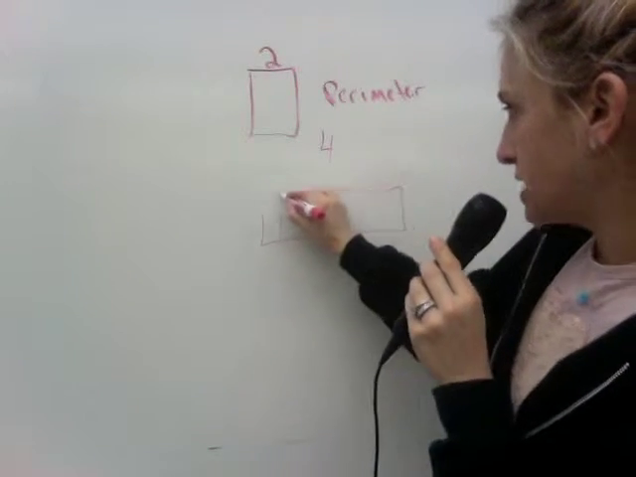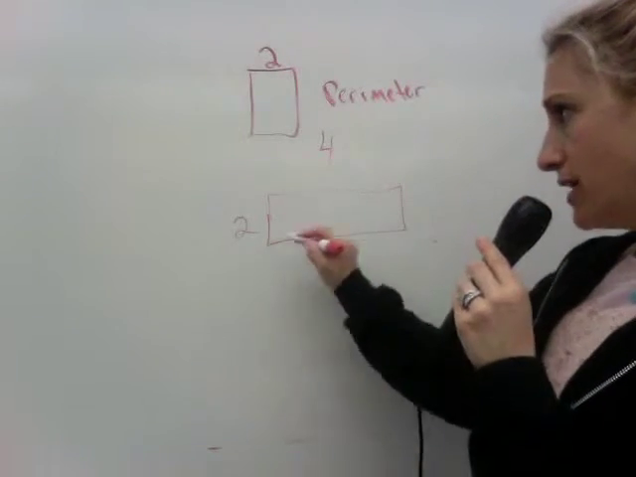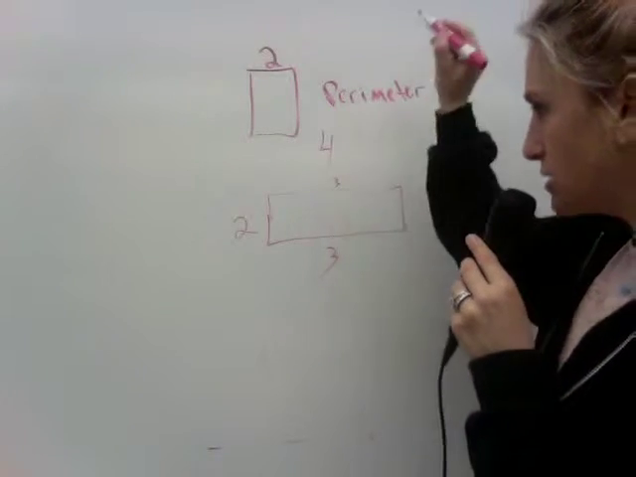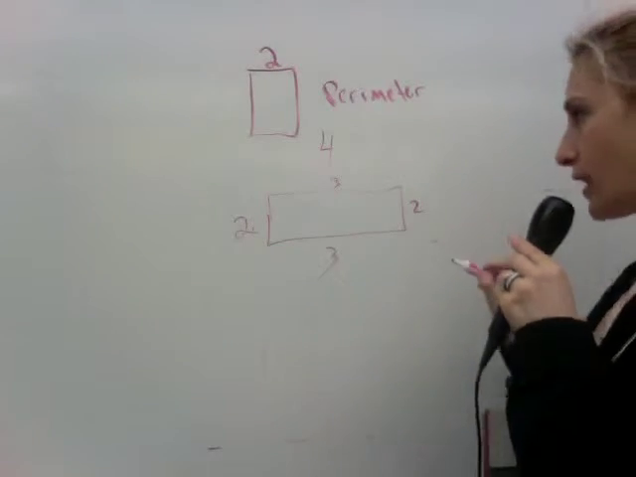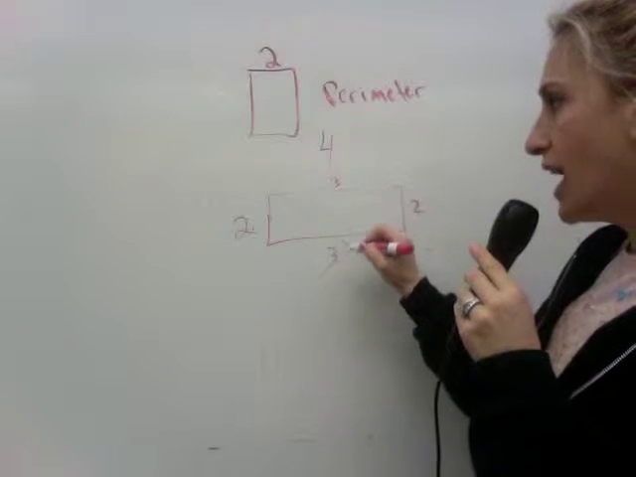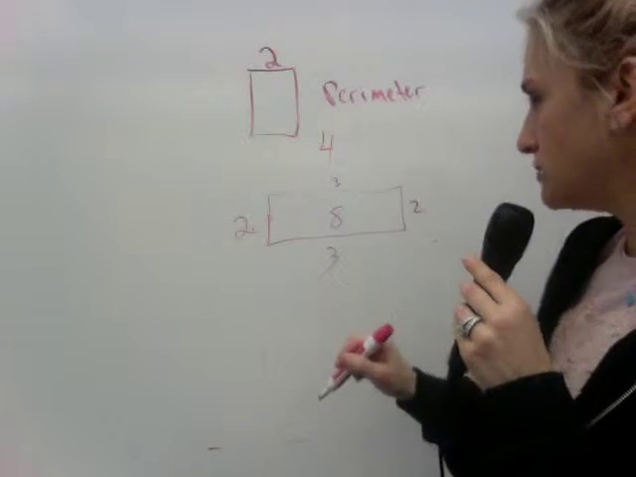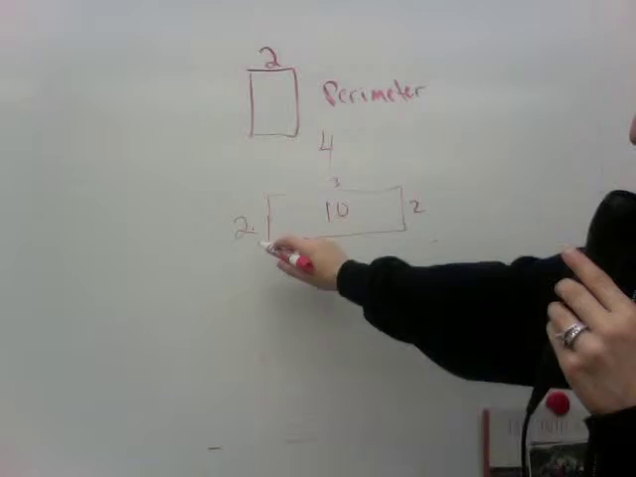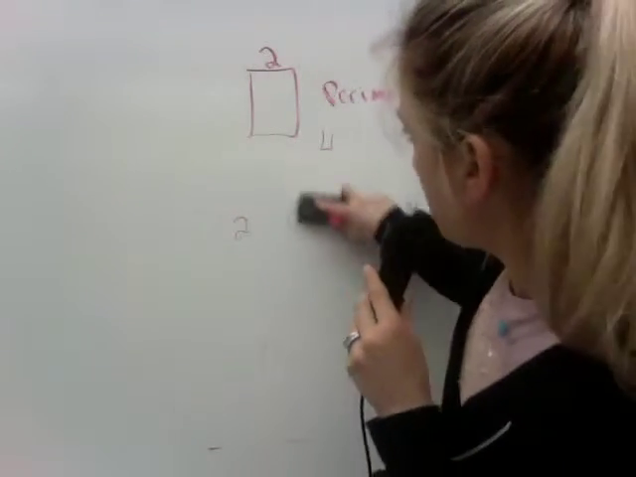Let's say I'm doing a rectangle. And now what you need to know about rectangles is the opposite sides are the same length. So if this is a 3, then that's a 3. If that's a 2, then that's a 2. So Perry wants to go around and meet her: 3 and 2 and 3 and 2. You add them all up and you get 10, because 3 plus 2 is 5, plus 5. Now that's finding the perimeter.